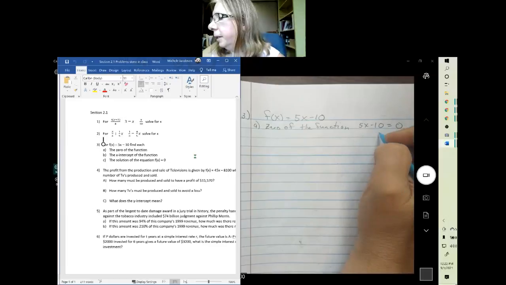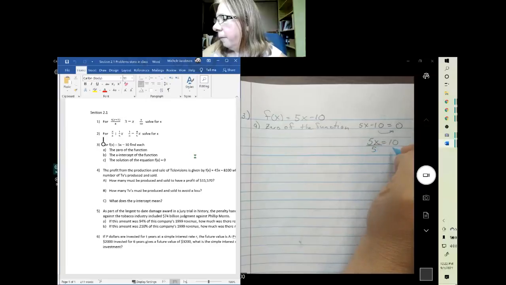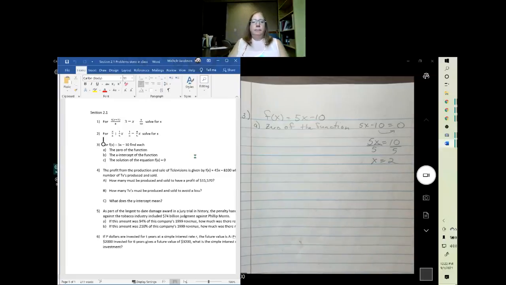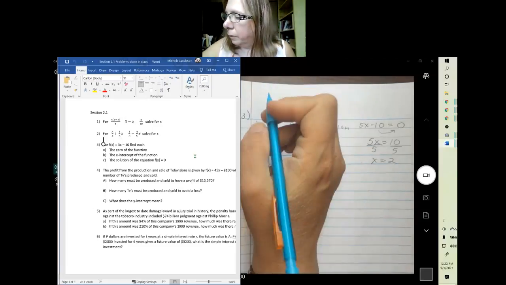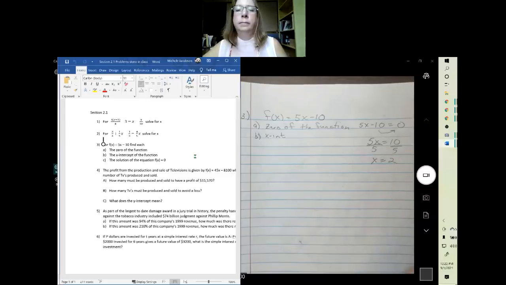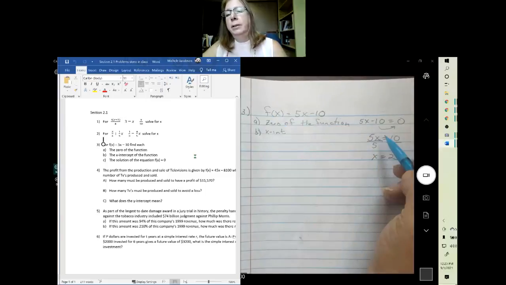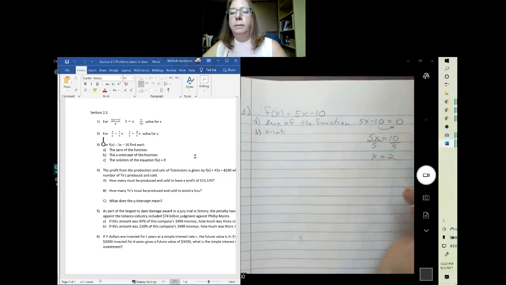Add the 10 to the other side. And divide by 5. So when you're looking for the zeros, you set it equal to 0 and solve. When we're looking for the x-intercept, we let y equal 0 and solve. So it's the exact same thing. You're setting the function equal to 0 and solving.